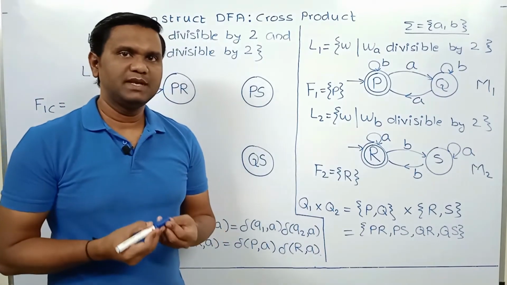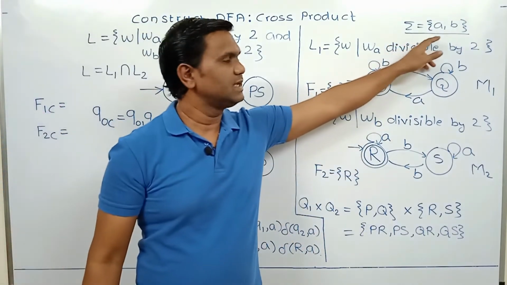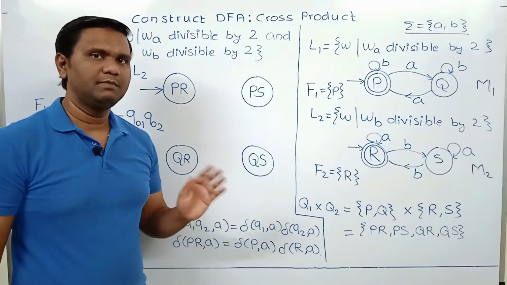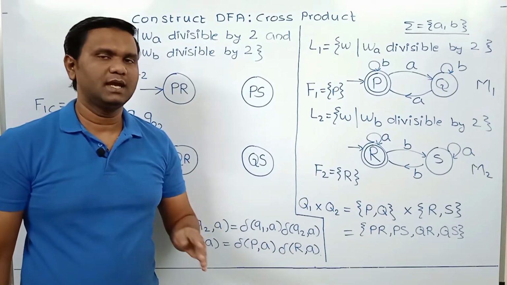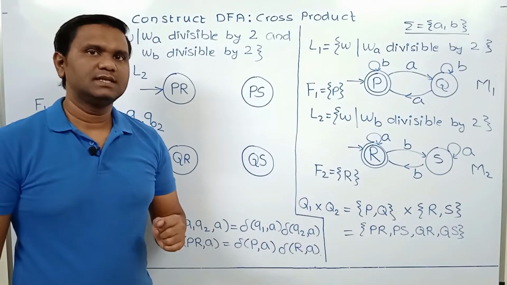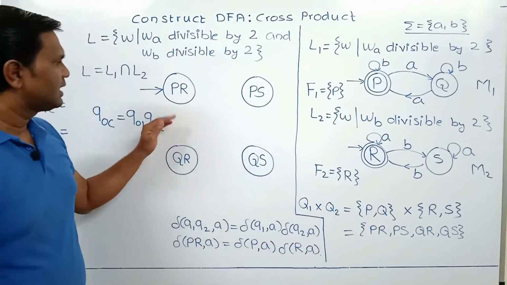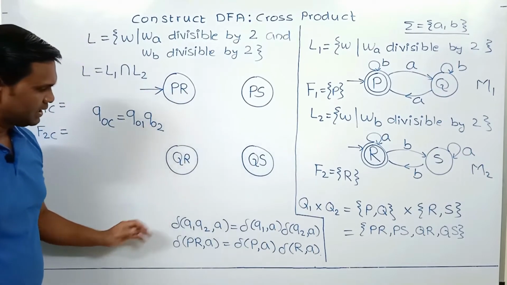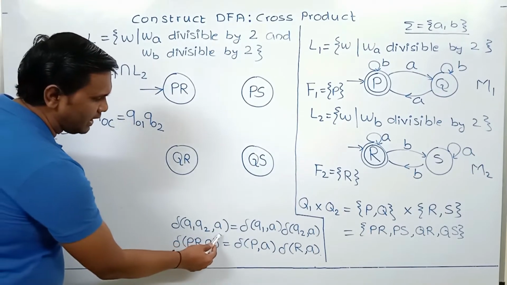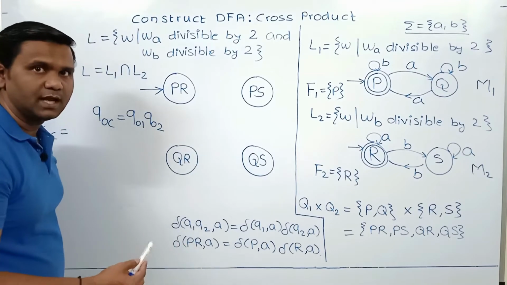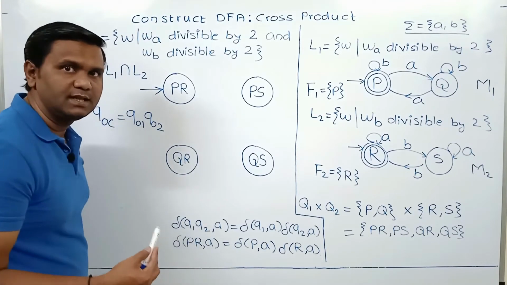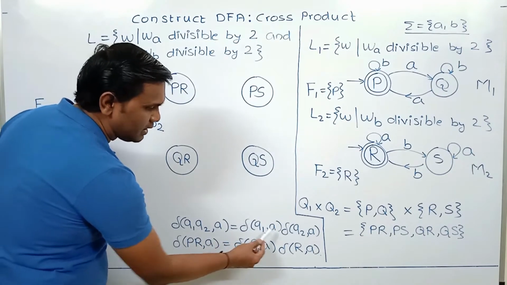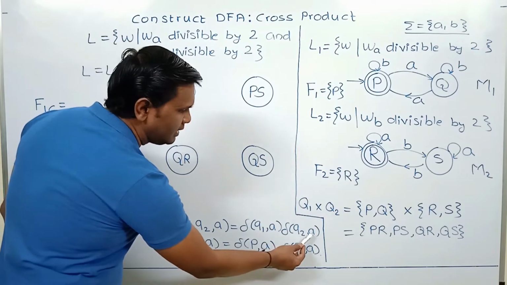Now input alphabet remains the same. Here input alphabet contains A and B. For this DFA also input alphabet will be A and B. We have to handle transitions for A and B at every state. Now next is transitions. We have to calculate transitions in cross product DFA. So for that we use this formula, delta of Q1 Q2 on A. Q1 is a state in M1, Q2 is a state in M2. So the transition will be delta Q1 on A in M1, delta Q2 on A in M2.